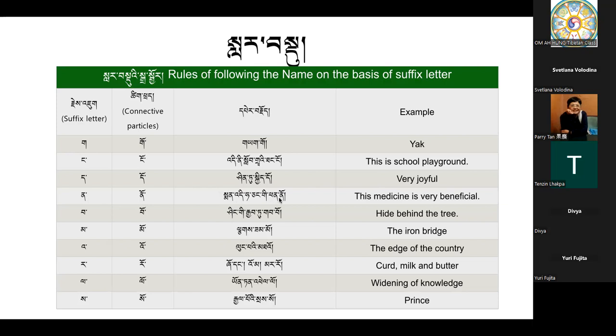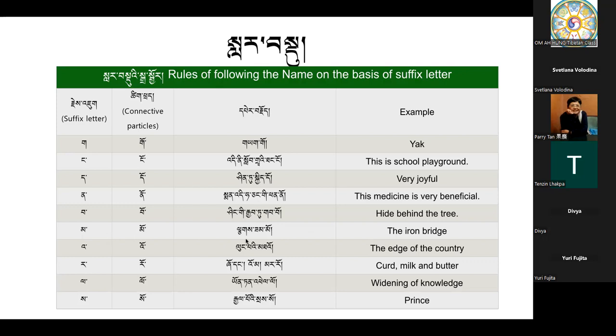Mendi hachang ki penno. See, this is a sentence. This medicine is very beneficial. Since pen has na as a suffix letter, it will be followed by no. Pa, po, followed by po. Shinki gyabdu kapo. Hide behind the tree. This is an entire sentence. Since it is cup, it has pa as a suffix letter, followed by po.